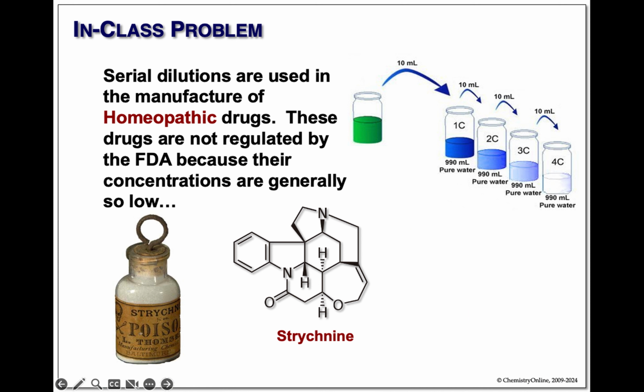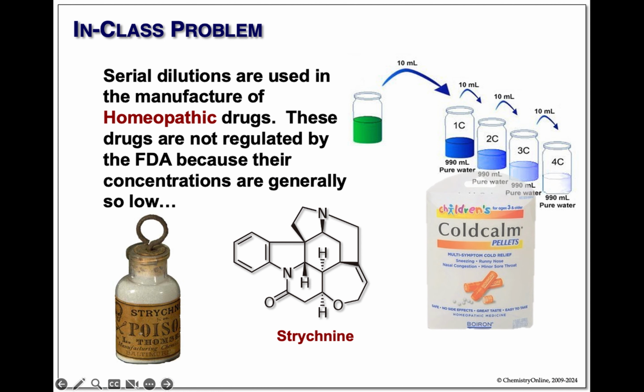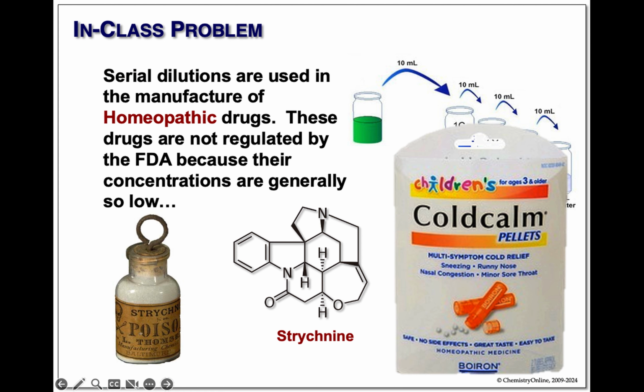But you can't go into Jewel Osco and buy strychnine anymore, can you? Well, actually, you can. It's called Children's Cold Calm. Multi-symptom cold relief. You're telling me it has that? Let's look at the ingredients.